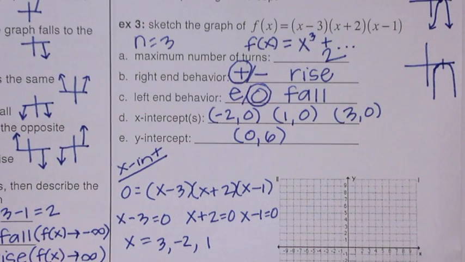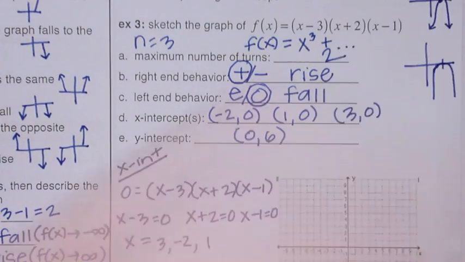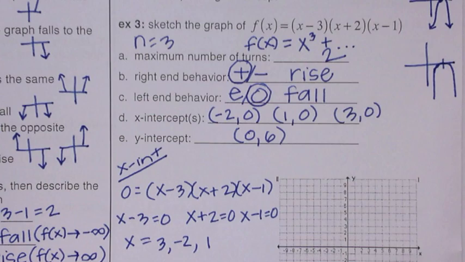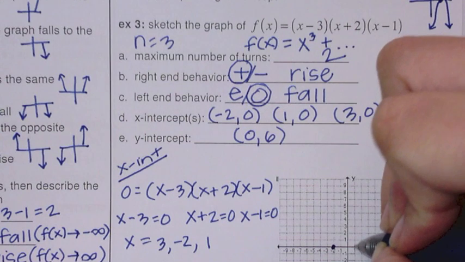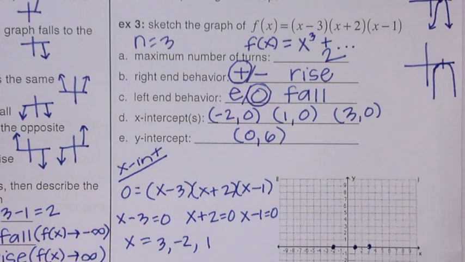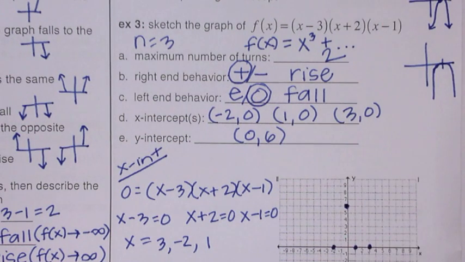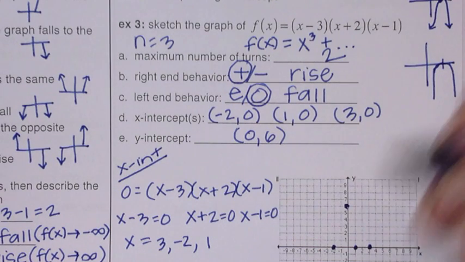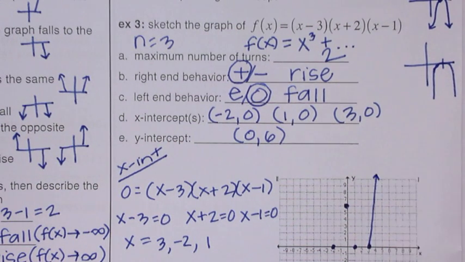Okay, great. So now we have all these things, and we're going to be able to graph our function. So the first thing we're going to do is plot all of our x-intercepts, so all these guys, and then we'll plot our y-intercept. So negative 2, 0, 1, 0, and 3, 0. And then our y-intercept is 0, 6. We know that our graph is rising to the right, so you might want to do this in pencil, but rising to the right would look like this.